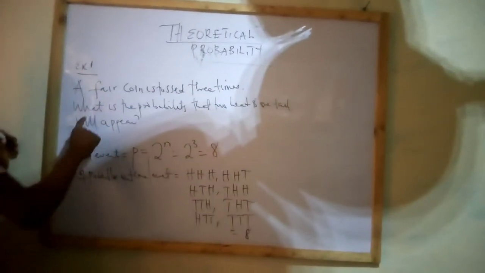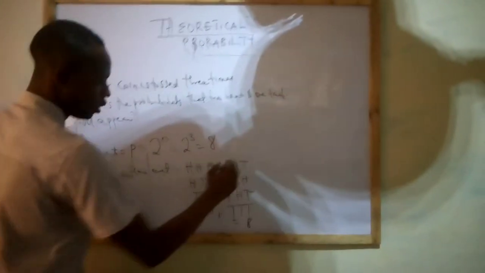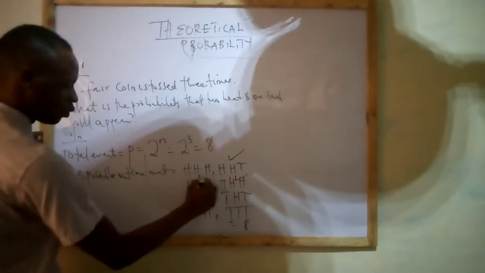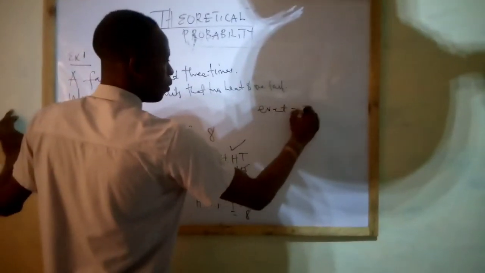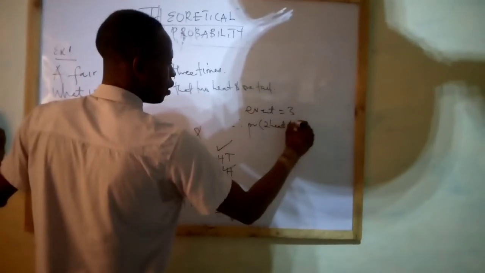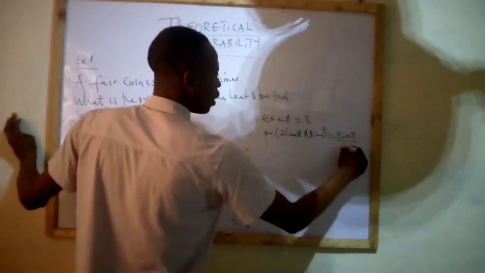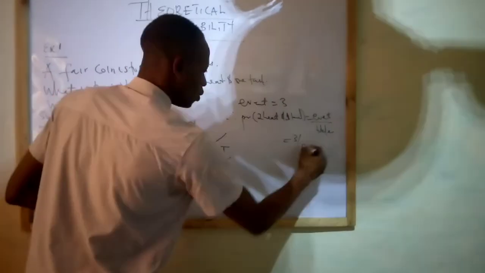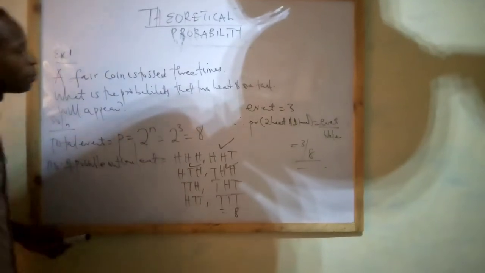Now, the question says, what is the probability that 2 heads and 1 tail will appear? Now let's figure out 2 heads and 1 tail. This is 2 heads and a tail. Another 2 heads and a tail. Which other one? We have 2 heads and a tail. That's 3. So we can simply say our event in this case is 3. So the probability of having 2 heads and 1 tail is going to be equal to the event over total event. The event is 3, and the total event is 8. And that's all. Okay, now let's go to example 2.